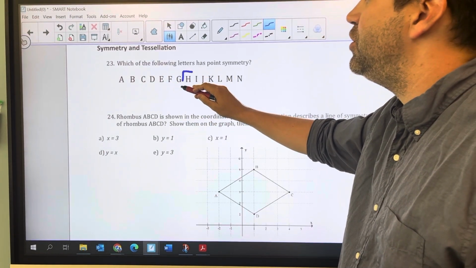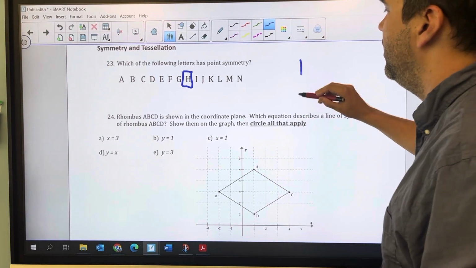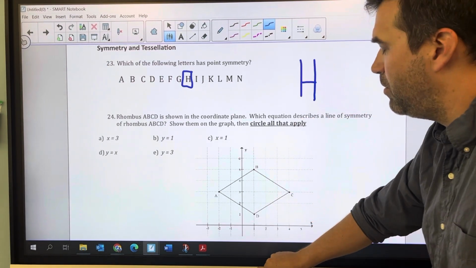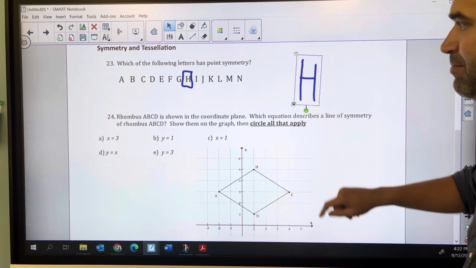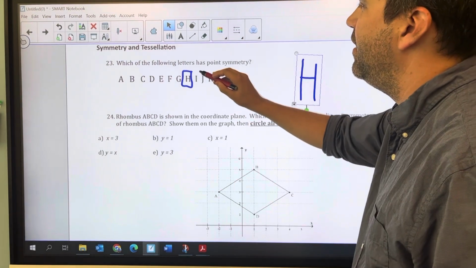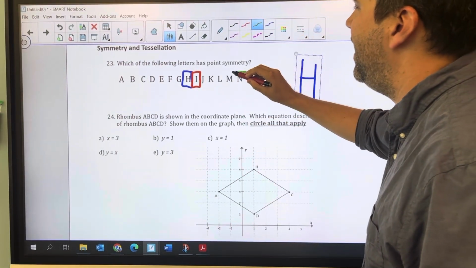I hit H. H is my first letter that if I flip it upside down, it's going to look the same. A nice way to check on the smart board is to take that letter, draw it, flip it upside down, and it looks the same. Same thing with I. I will also be the same. And the last one is N.